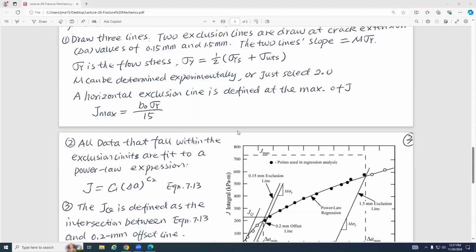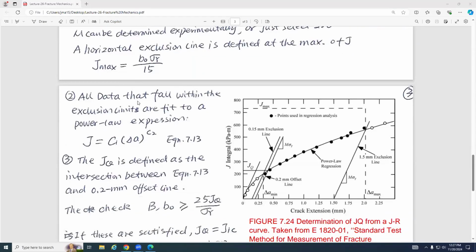So we have three lines here. All data that fall within these three exclusion limit lines, that means this line, and this line, and this line, we just best fit using the power law expression and this equation: J equals C1 delta A to the power C2.